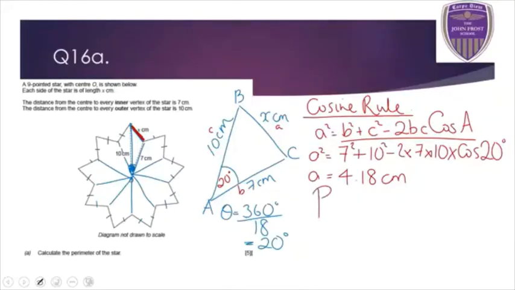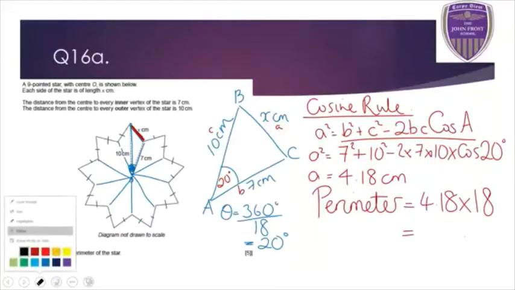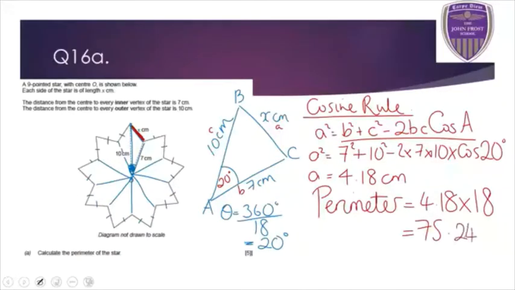So the perimeter is 4.18 times 18, which is 75.24 centimetres. Okay, perimeters of length will just be centimetres.